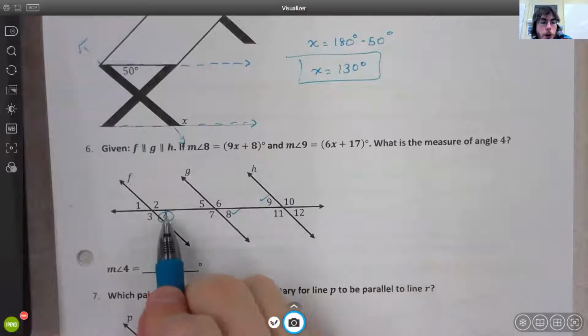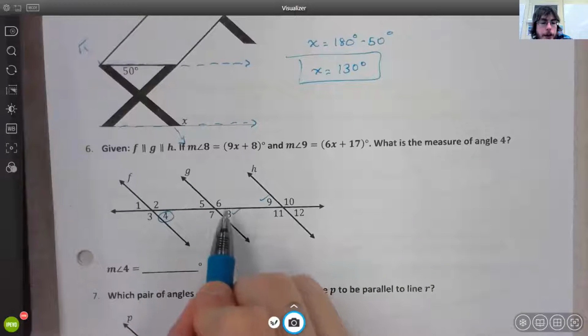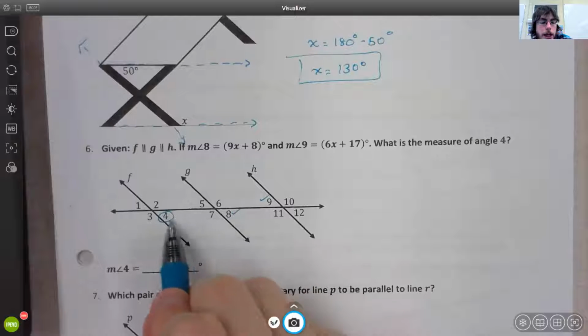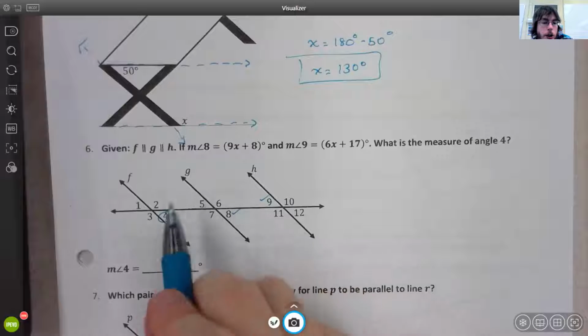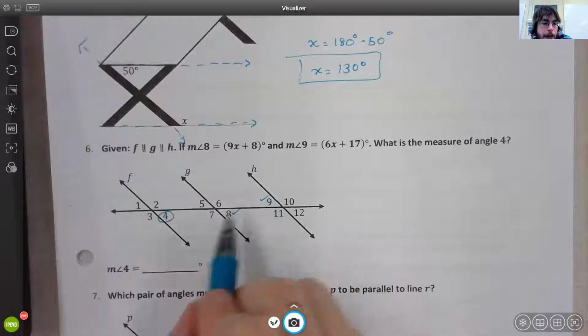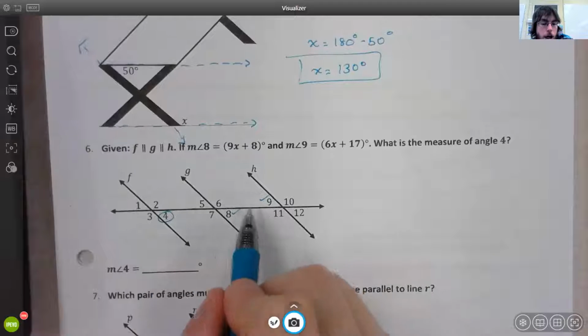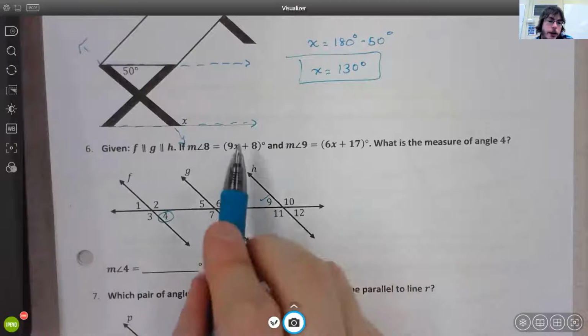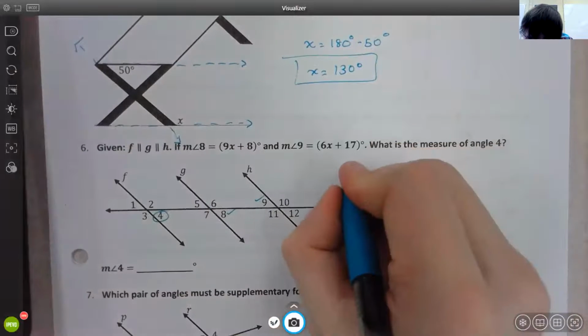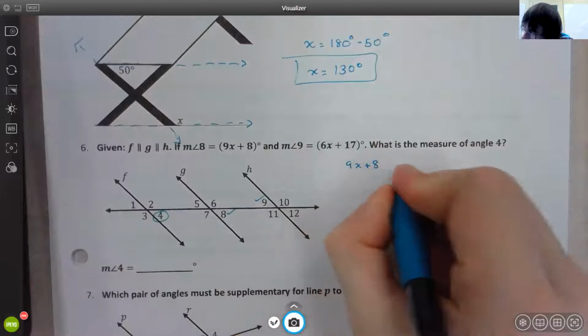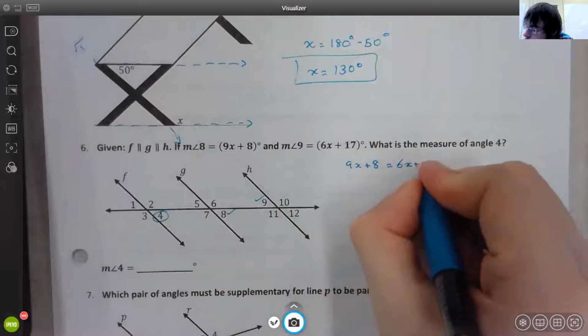Well, look at angle 4. Let's compare it to angle 8, for example. Do you notice that these two angles are corresponding? So that means that 4 is congruent to 8 as well. So if we find 8 or 9, we can also find 4. Well, we said they're congruent, so that means we're going to take angle 8, set it equal to angle 9. So 9x plus 8 equals 6x plus 17.